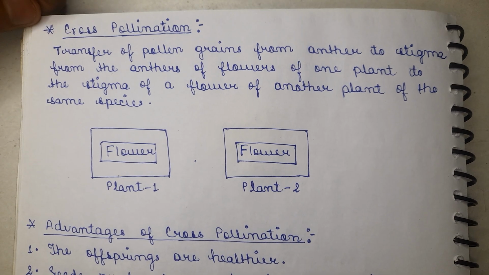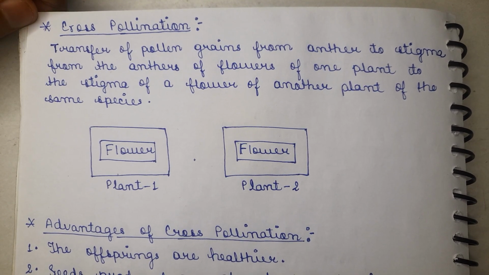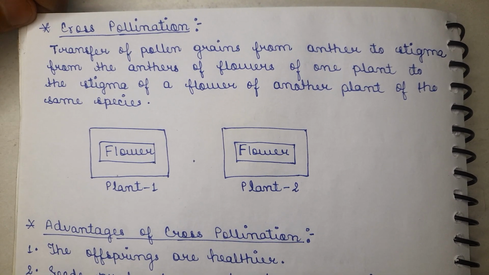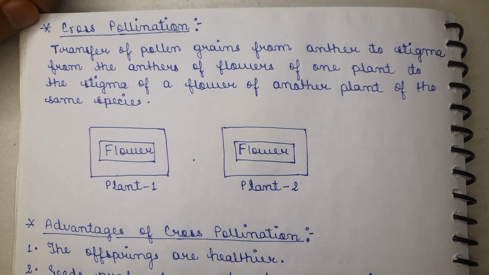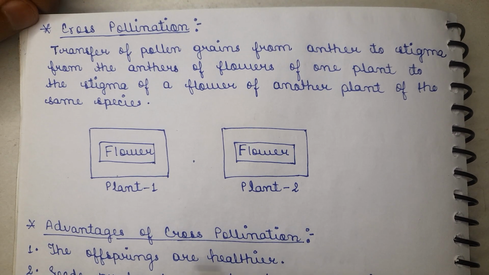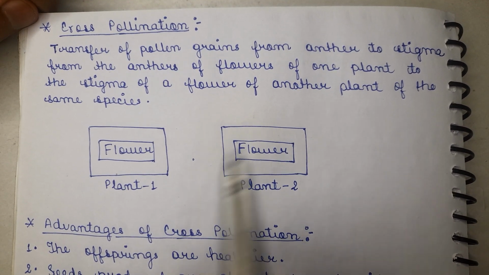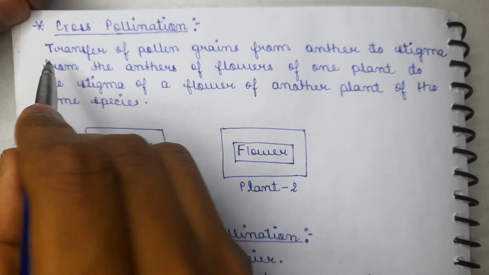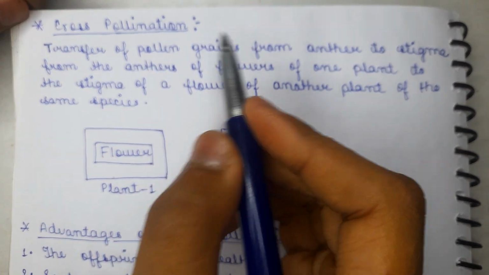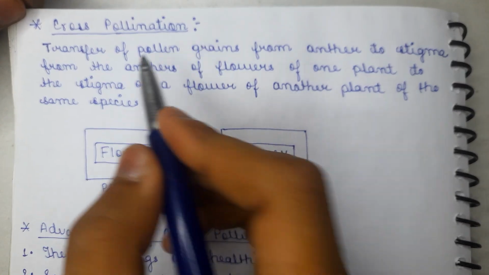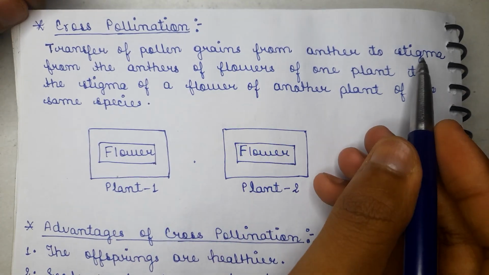Hello everyone, today's topic is cross pollination. As we are studying the kinds of pollination, we have already discussed self pollination, and now it's time for cross pollination. Basically, cross pollination is the transfer of pollen grains in every case. In self pollination also, there is a transfer of pollen grains from the anther to the stigma.